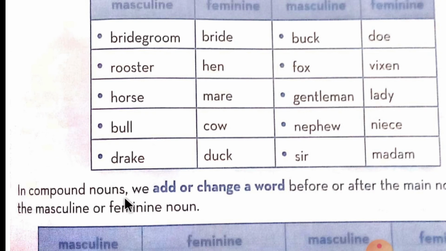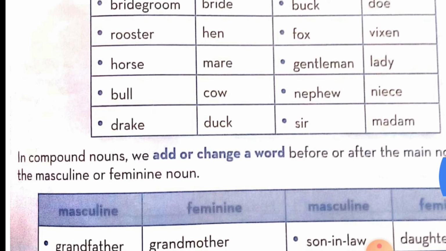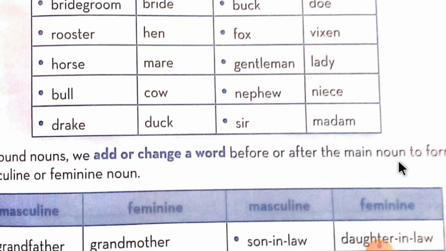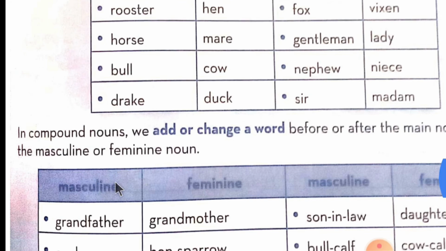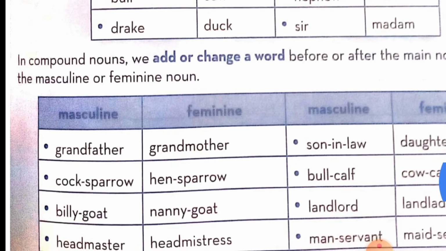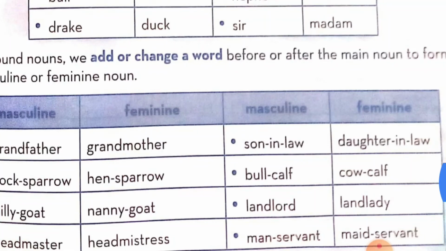Next rule, in compound nouns. Very important rule. Look here, students. In compound nouns, we add or change a word before or after the main noun to form the masculine or feminine noun. You know that grandfather, grandmother, father-in-law, mother-in-law, all this type of word is called compound noun. In that, either we have to change the word before or after the main noun.